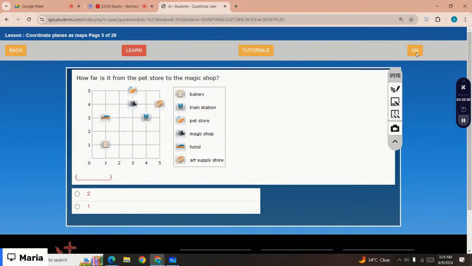How far is it from the pet store to the magic shop? So you have to find the distance from the pet store to the magic shop. Which is the correct option? Option number 2 is the correct option, right? The distance is 1 point. The correct option is 1 unit. Option 2 is the correct option.